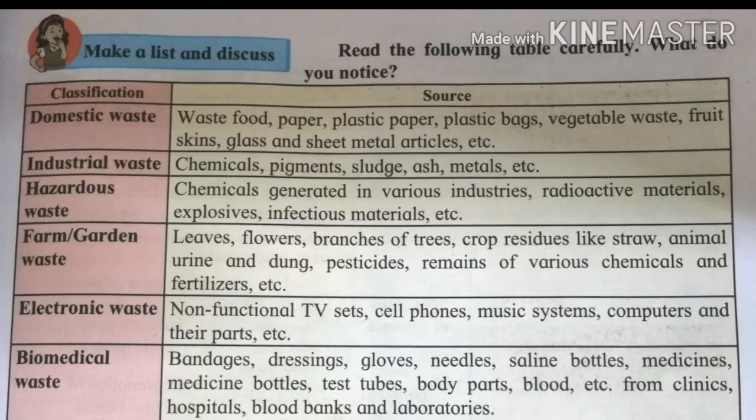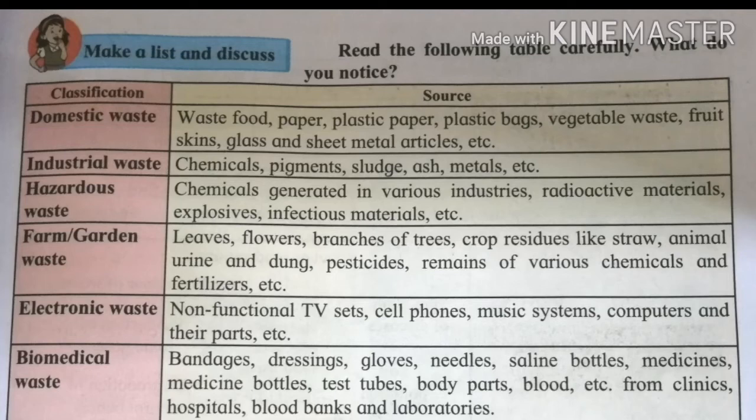There is a classification of waste. First is domestic waste. Sources of domestic waste: waste food, paper, plastic paper, plastic bags, vegetable waste, fruit skins, glass and sheet metal articles, etc. The second type is industrial waste generated from factories. These are chemicals, pigments, sludge, ash, metals, etc. Hazardous waste, that is chemicals generated in various industries, radioactive materials, explosives, infectious materials, etc.